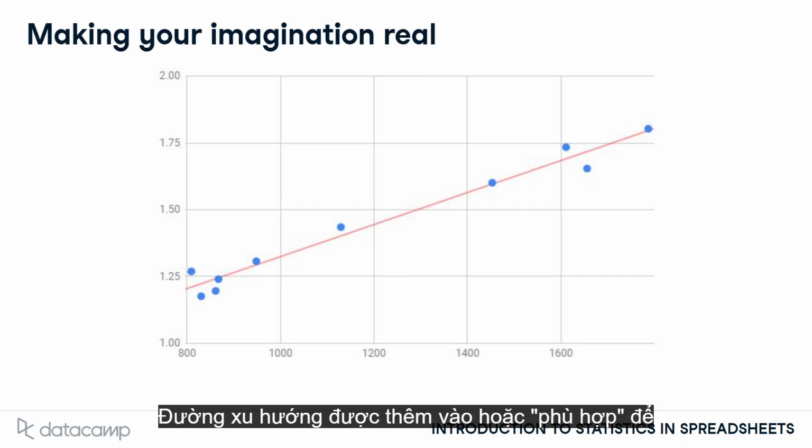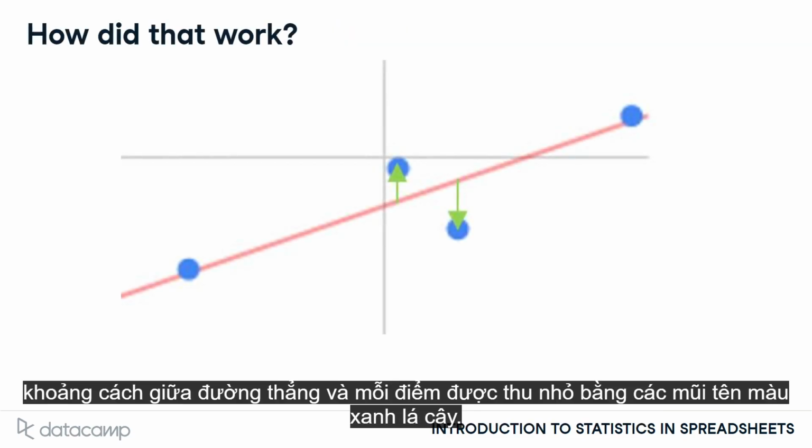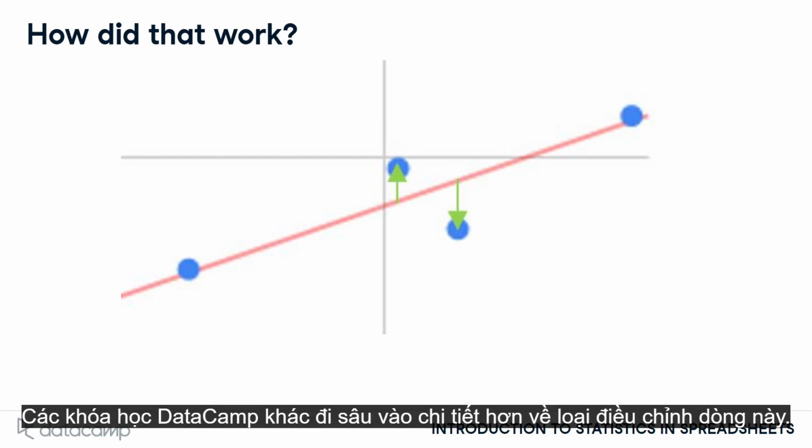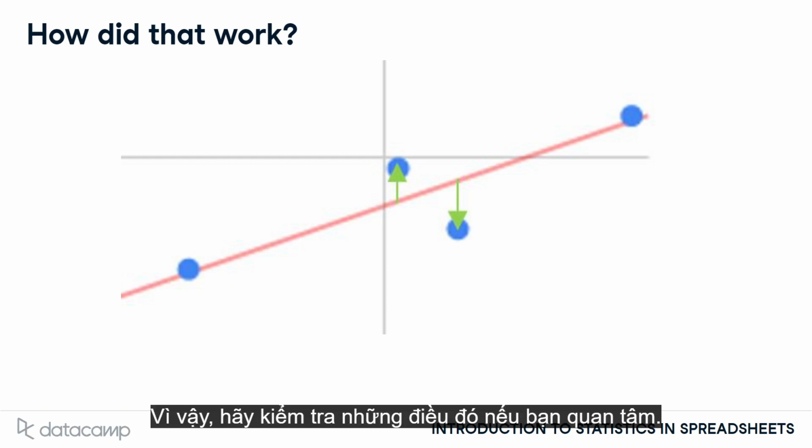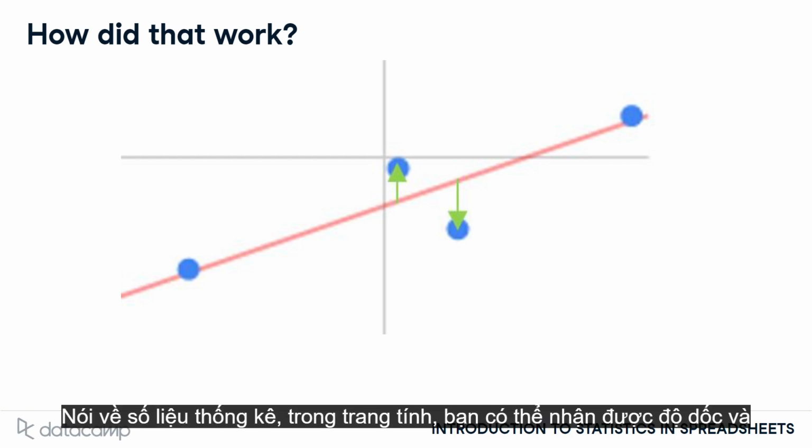The trend line is added or fit so that the distance between the line and each point is minimized, represented by the green arrows. Other DataCamp courses go into much more detail about this type of line fitting. In fact, it's the principle behind linear models used by data scientists. So check those out if you're interested. For now, we'll stick with stats.